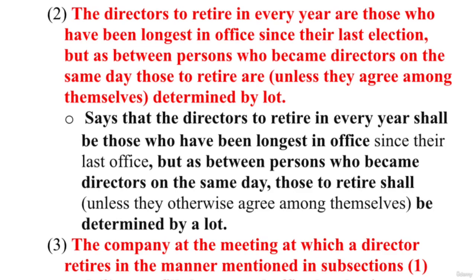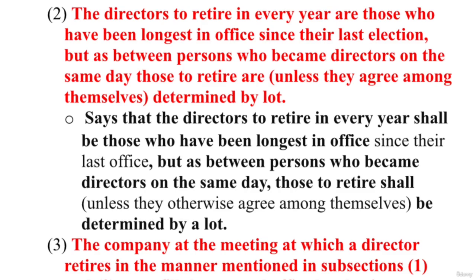Now, is it possible for you to stay for 2 years and 3 years under this? Yes, if you are re-elected. So on a normal day, the more you get re-elected, the more you are the one that's supposed to retire at the next general meeting, except you are re-elected again. Do you understand?